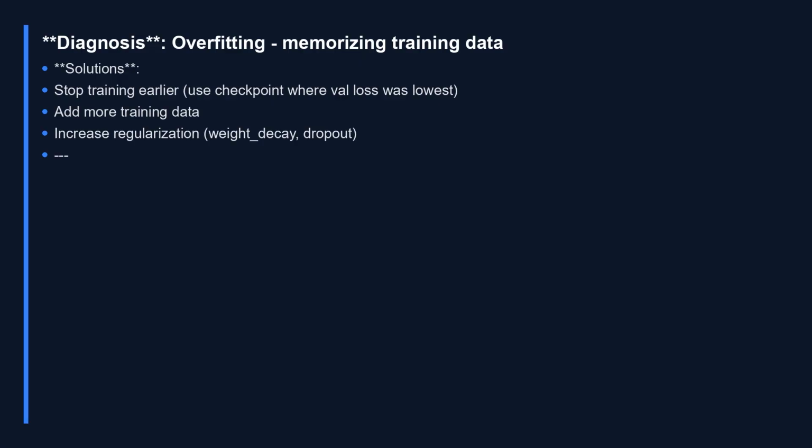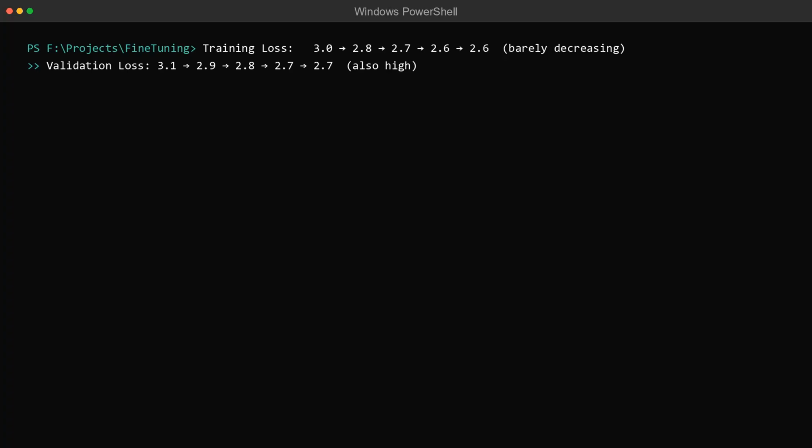Perfect for Tesla P40. This is the undertraining signature. Training loss only drops from 3.0 to 2.6, and validation loss barely moves from 3.1 to 2.7. Both numbers are high, and neither is improving meaningfully. The model hasn't learned enough.